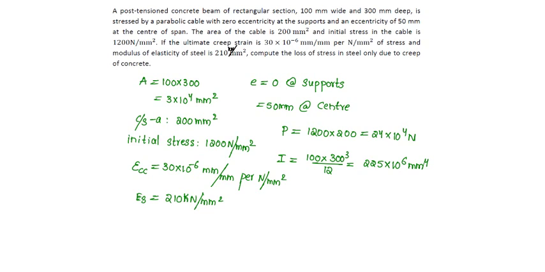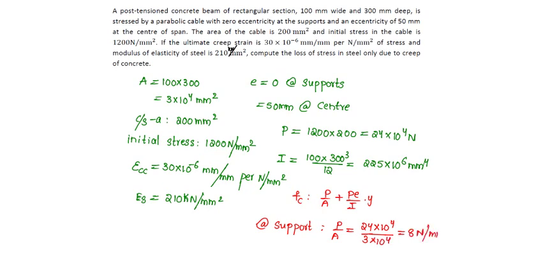The stress in concrete at the level of steel will be equal to P/A + (P·e/I)·y. At the supports, since the eccentricity is 0, the stress will be equal to P/A, that is 24 × 10^4 divided by the cross-section area, which is 3 × 10^4. So this will be equal to 8 N/mm².